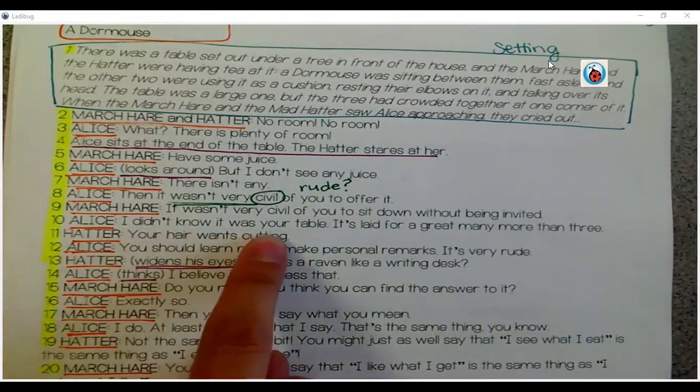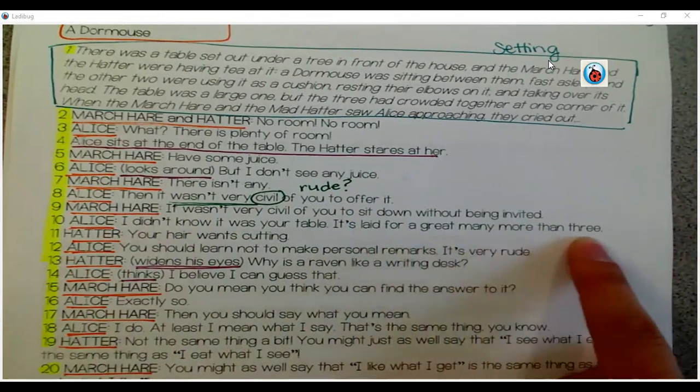Alice, I didn't know it was your table. It's laid for a great many more than 3.